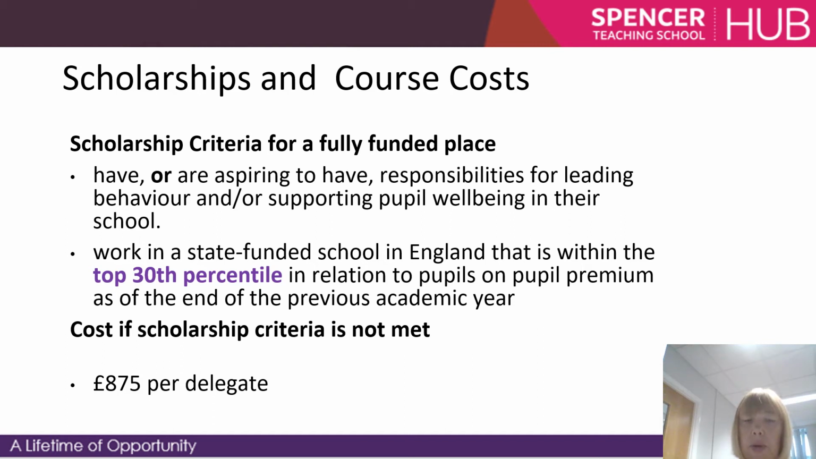It's not a qualification that everyone's going to be able to access in terms of scholarship, and if you're unsure about whether your school falls within the top 30 percentile for pupil premium, then please drop us an email at the Spencer Teaching School Hub and we'll be able to help with that. If your scholarship criteria is not met, then the cost per delegate is £875.